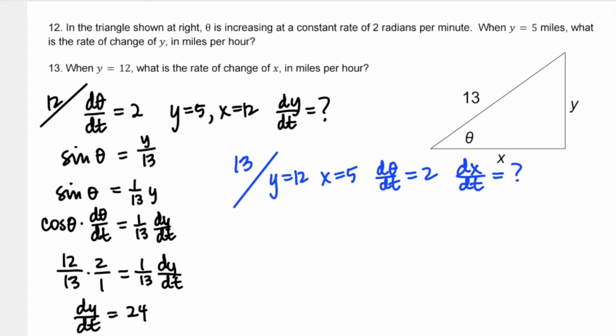And okay, at this point, if we want dx/dt, then I'm going to want to use cosine. So cosine theta would equal x over 13. I'm going to call that 1/13 of x. Then we're going to take the derivative of this with respect to time.